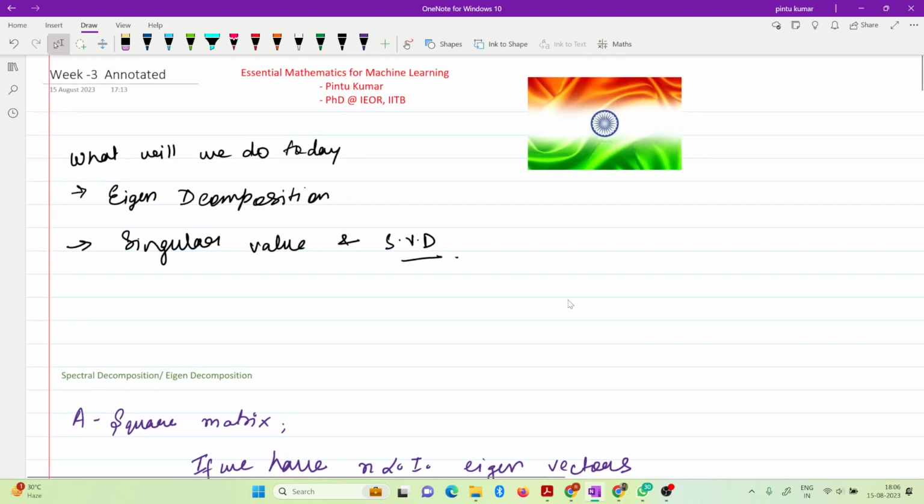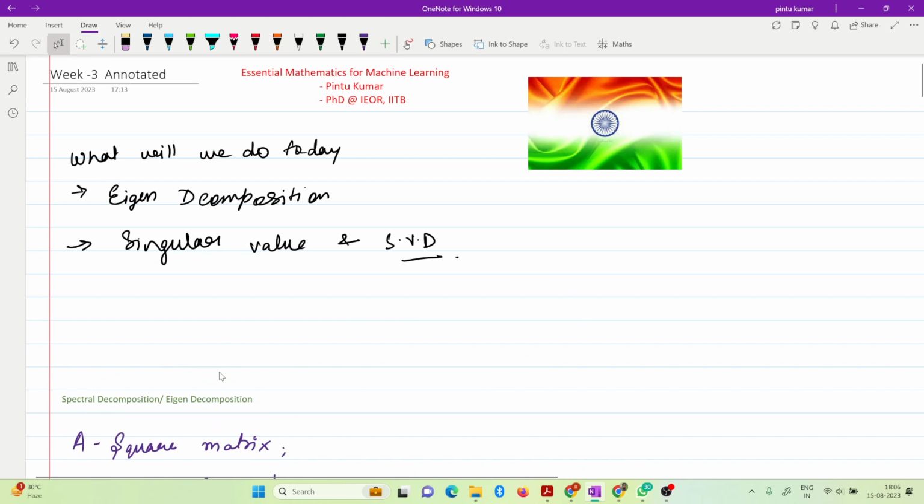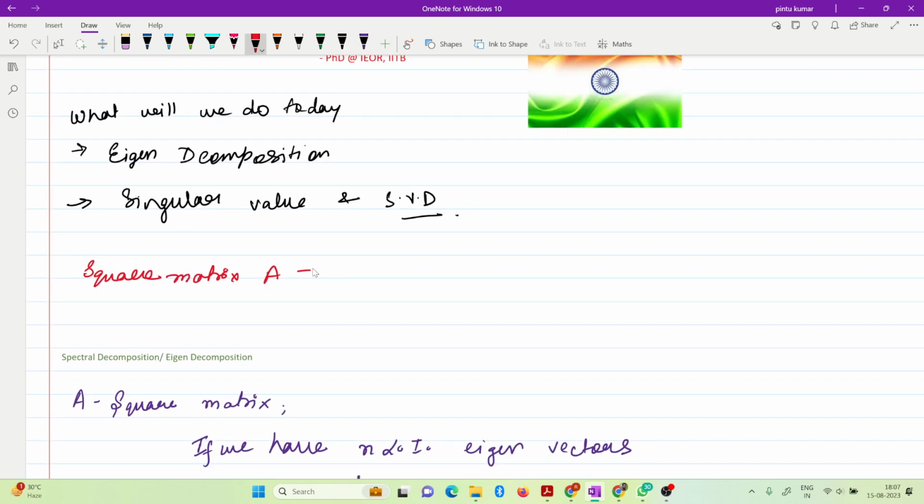Okay. So let's talk about first of all what's spectral decomposition or eigen decomposition. Last time, or in week 2, we talked about how we can find eigenvalues and eigenvectors of a given matrix. Now, let's say you have some square matrix A, then you can find its eigenvalues and eigenvectors. Okay. So if you can find its eigenvalues and eigenvectors, then these matrices have a very nice property.